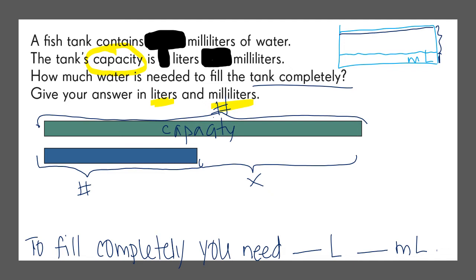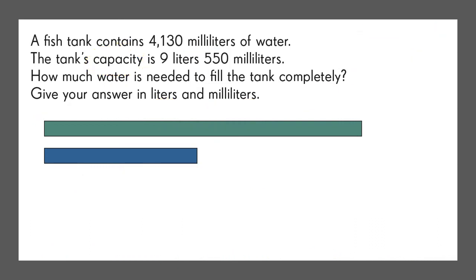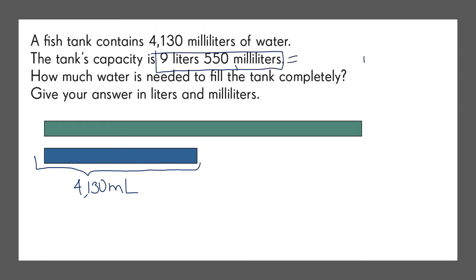So let's reveal some information. The trick with this is that you see here that we're going to have the number of milliliters, but it tells us the capacity in liters and milliliters. So we're going to have to do some converting, just like we practiced on the previous pages. All right, so here we go. The fish tank contains 4,130 milliliters of water. So remember, this is what's already in the tank. And I'm going to keep that label there to remind myself those are milliliters. The tank's capacity is 9 liters, 550 milliliters. Let's convert that just to milliliters.